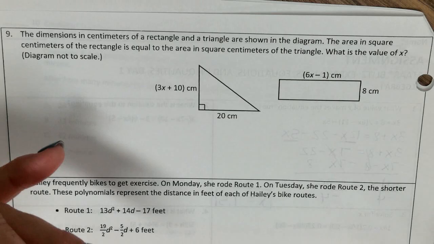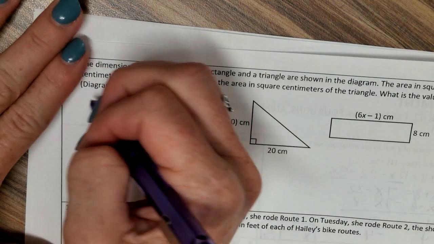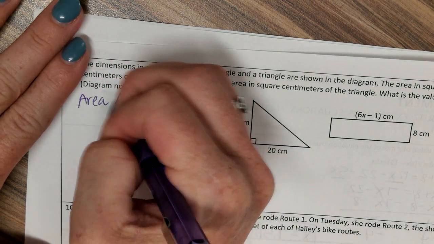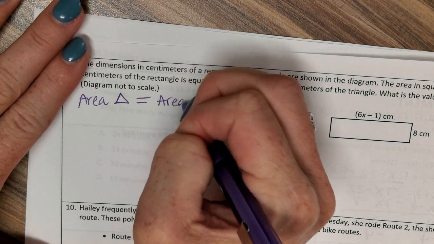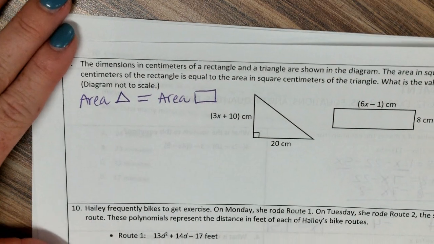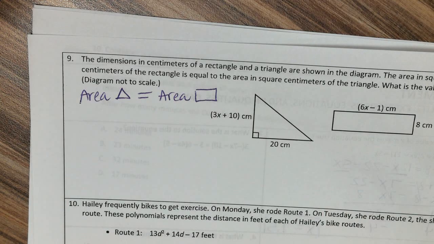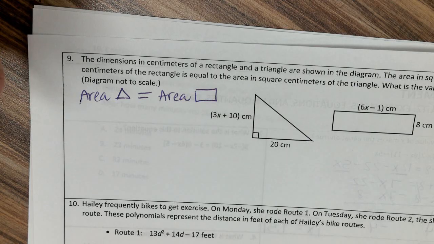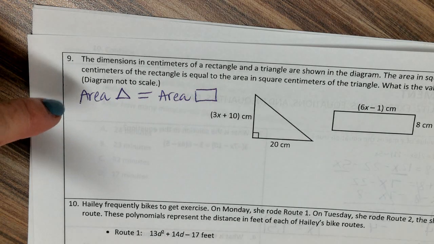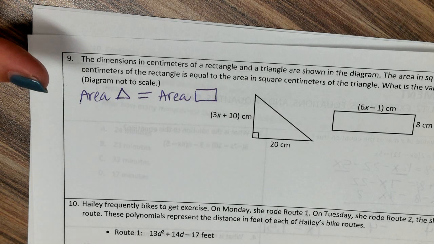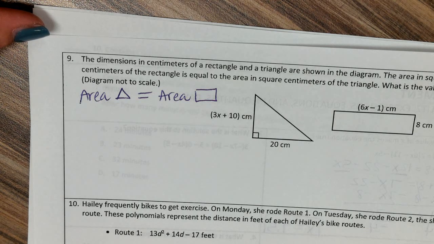Can I make an equation based on that? Yes, the area of the triangle is equal to the area of the rectangle. Well, I need the formulas for area, and I'm going to tell y'all that EOC does not always provide the formulas. You kind of need to know them. Y'all all know a rectangle: length times width. The triangle is the one y'all might forget, and that's 1/2 BH or BH over 2.